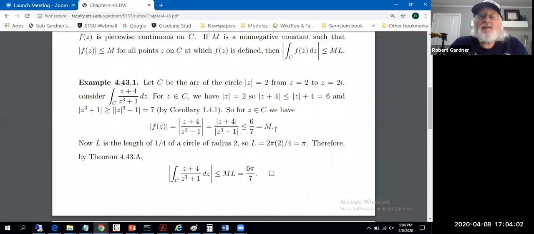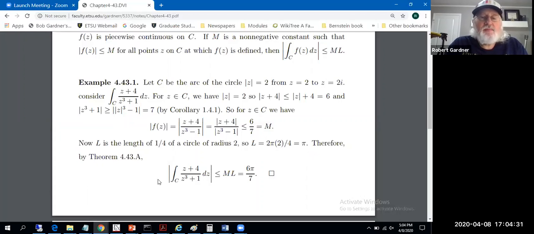We need to find the length of contour C. Well, like we said, it's 1/4 of a circle of radius 2. A circle of radius 2 has circumference 2 pi r, 2 pi times 2, which is 4 pi. We've got 1/4 of that, so we'll divide the whole thing by 4. I'm sorry, 4 pi over 4 is pi. So L is pi, M is 6/7.